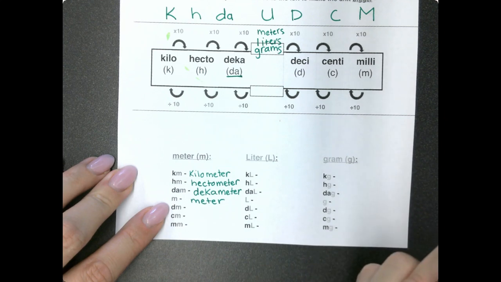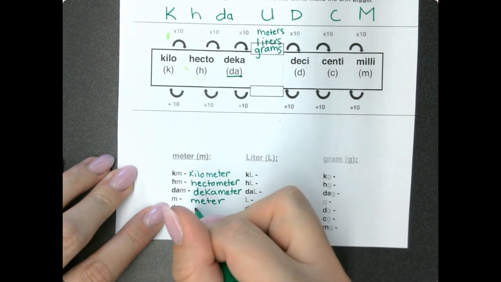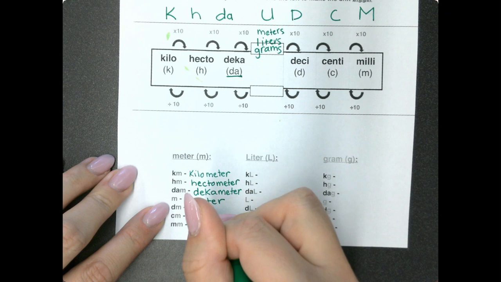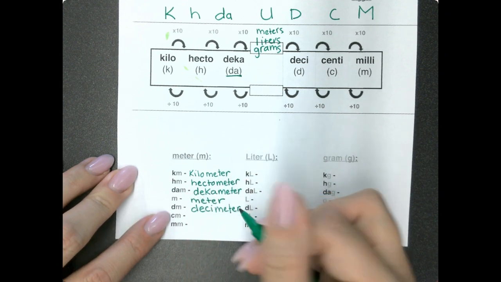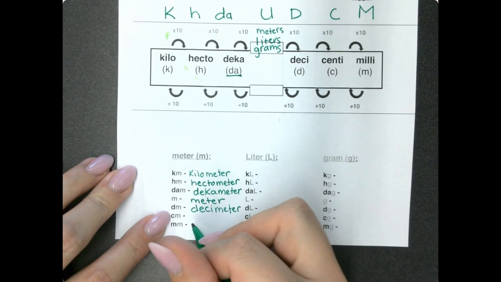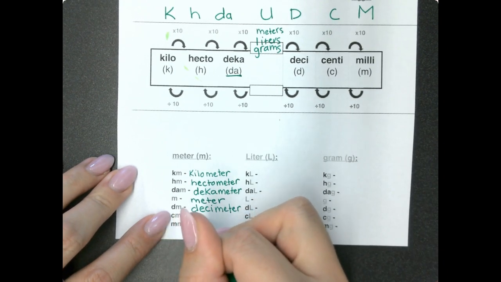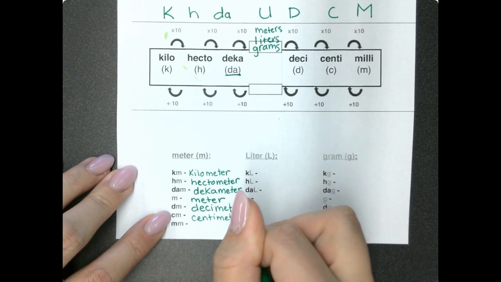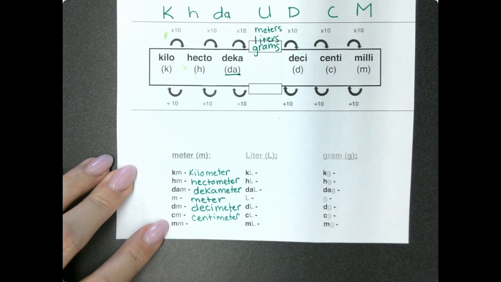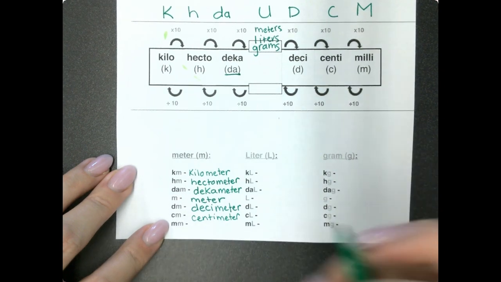dm stands for decimeter. cm stands for centimeter. And then mm stands for millimeter.